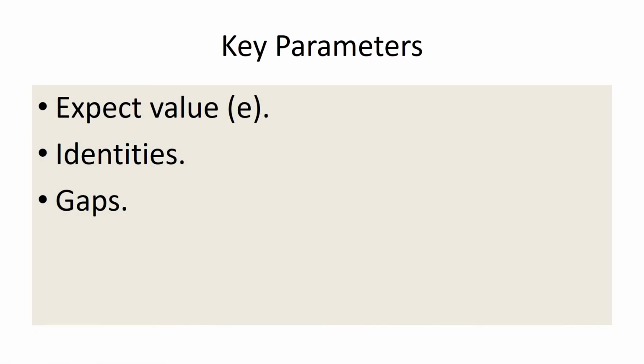Parameters which you should be addressing when you compare two sequences. The first is the expect value, the second is the number of identities, and the third is the number of gaps.